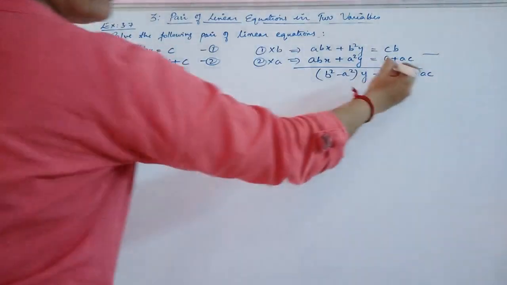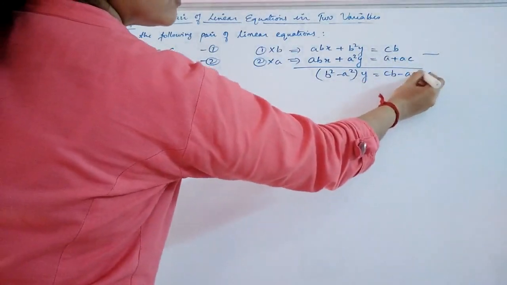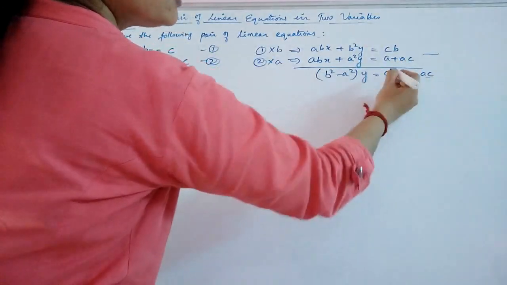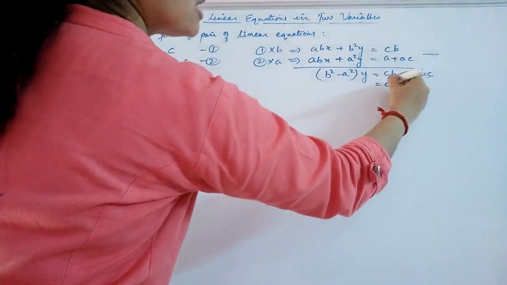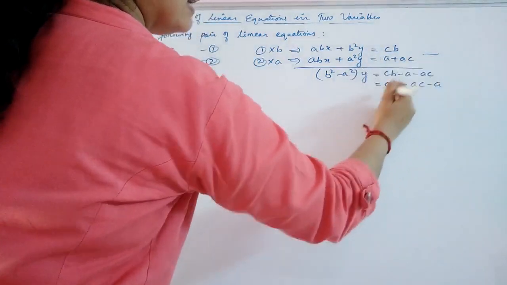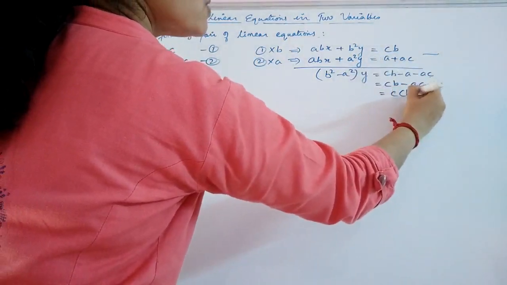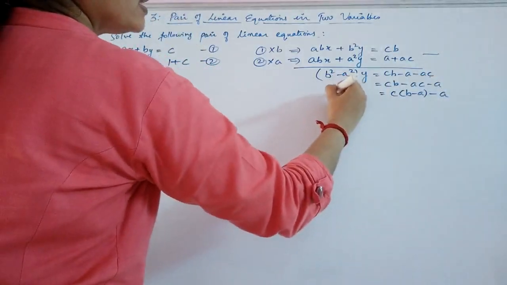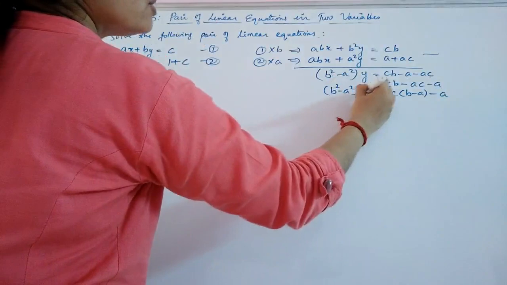Okay. Now for cb minus a minus ac, for these two terms you have c in common. We are just writing cb minus ac minus a, and then taking out c in common, which will give you c(b minus a) minus a. Okay. Here you have (b square minus a square) into y.